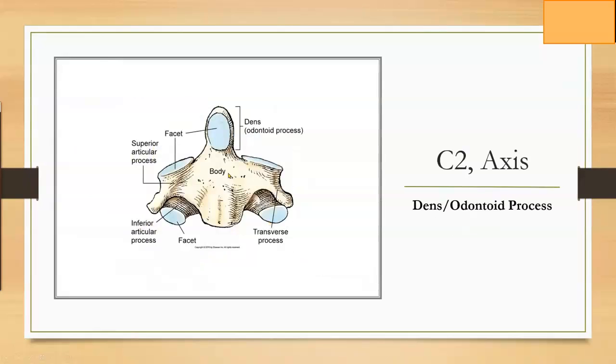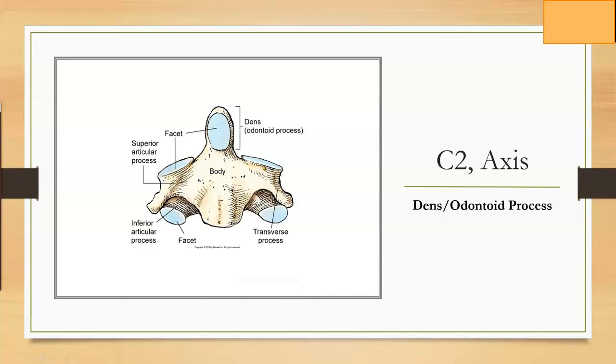C2 does have a prominence that juts upward. This is the axis point, also known as the dens or odontoid process; we use them interchangeably quite often. So the dens or the odontoid process is this finger-like structure that connects up to, or rubs against, I should say, the anterior arch of C1.